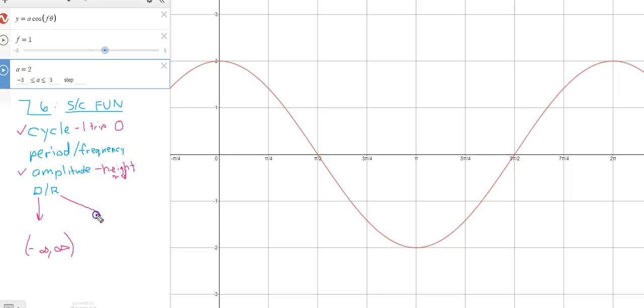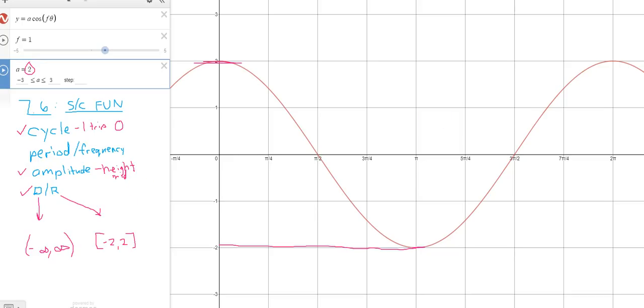Where I am restricted is, well, we don't go up forever, we don't go down forever, and what's that going to be based off of? Right now, how low do we go right here? -2. How high do we go? +2. So in this case, my range is -2 to +2. That's as low as high we go, and yep, the amplitude is going to play a major factor there.